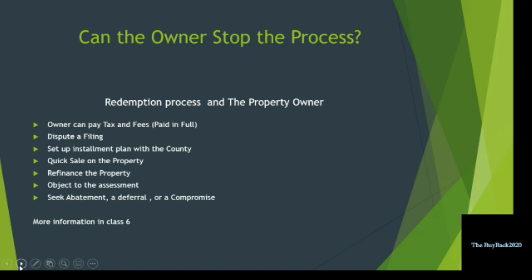Now, the redemption process and the property owner. The owner can pay the tax liens and fees in full and stop the process. They can dispute the filing, which will delay the process. They can set up initial plans with the county, so they can set up some type of payment plan with the county if the county wants to, and delay the process. They can do a quick sell on the property, but most counties are aware of that. So once you have a levy on the home, they're not going to allow you to do a quick sell on the property. So that's not too much you have to worry about, but you just have to keep that in mind.